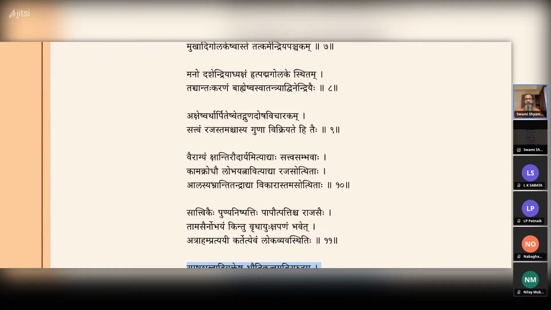Why is it called antakaranam? There is another reason being given. The mind cannot conceptualize or conceive of any external reality except through the external senses. Let's repeat it. The mind is unable to access any reality except through the external senses.